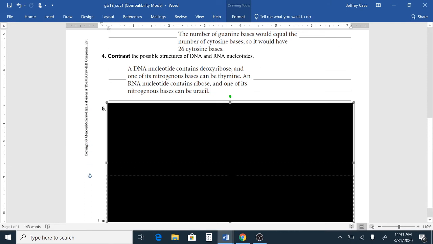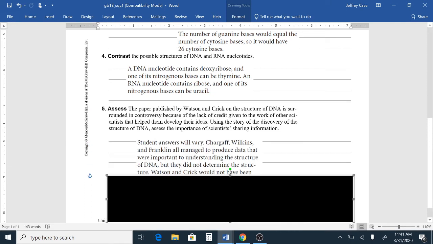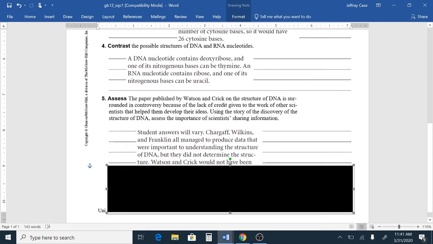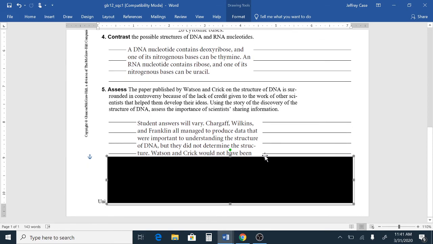And lastly, number 5, the paper published by Watson and Crick on the structure of DNA is surrounded in controversy because of the lack of credit given to the work of other scientists that helped them develop their ideas. Using the story of the discovery of the structure of DNA, assess the importance of scientists sharing information.